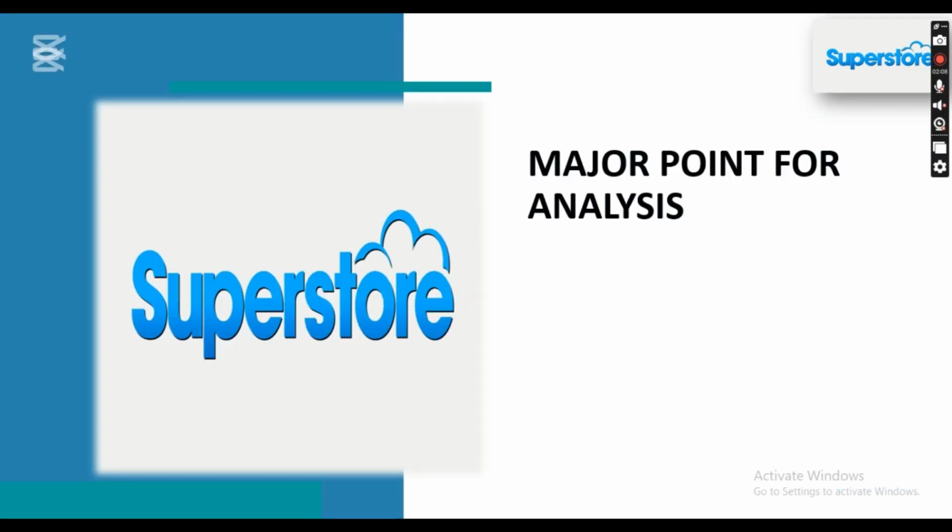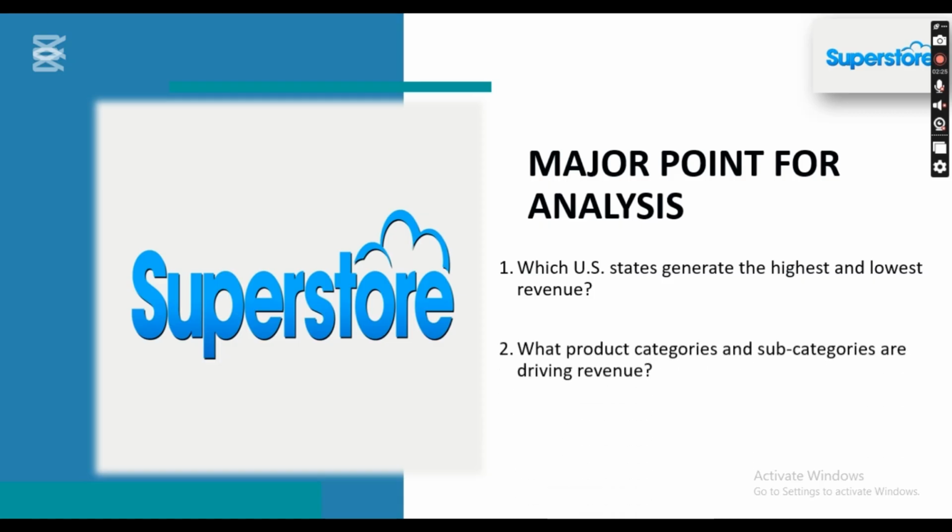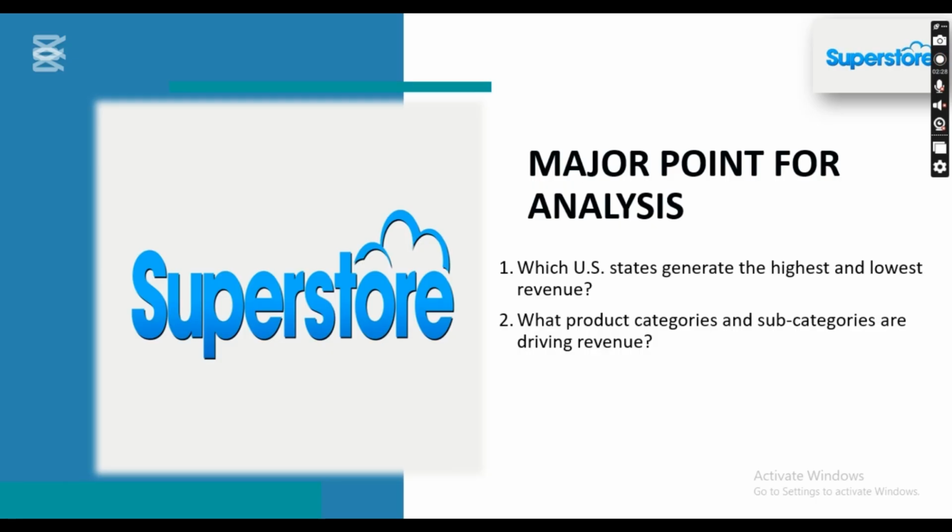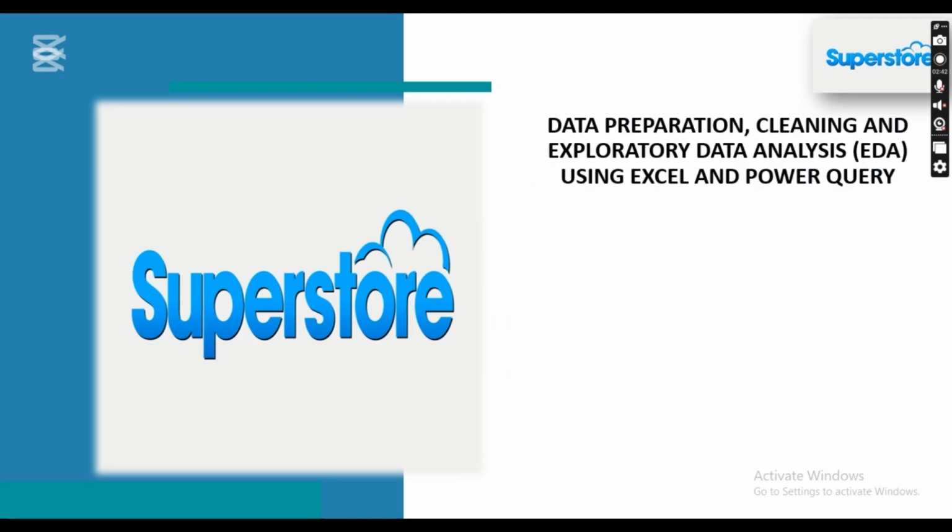Now, what are the major points? The major points you can derive from this that will lead us through what we want to do are, number 1, which US states generate the highest and the lowest revenue. We're going to analyze them through this project, and we'll also know what product category and subcategory are driving the revenue across the US. We also want to know which region or customer segments are most valuable. Okay, so these are the few things we are going to talk about.